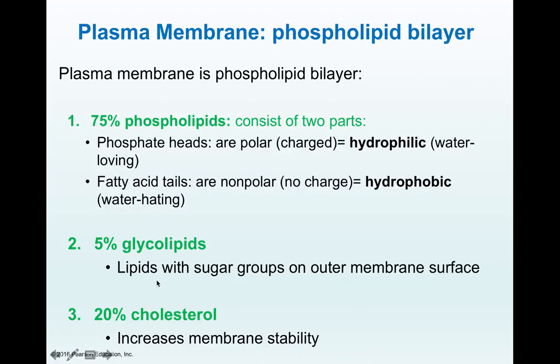About 5% of your plasma membrane is glycolipids. The word glyco implies sugar, and lipid still refers to the lipids. So these are basically lipids that are bound to a sugar component. And about 20% are a specific form of lipid, which we refer to as cholesterol, to increase the membrane stability and make sure the cell is maintaining its boundary.